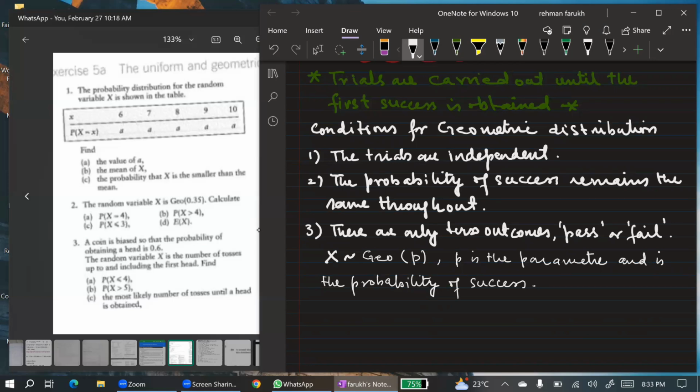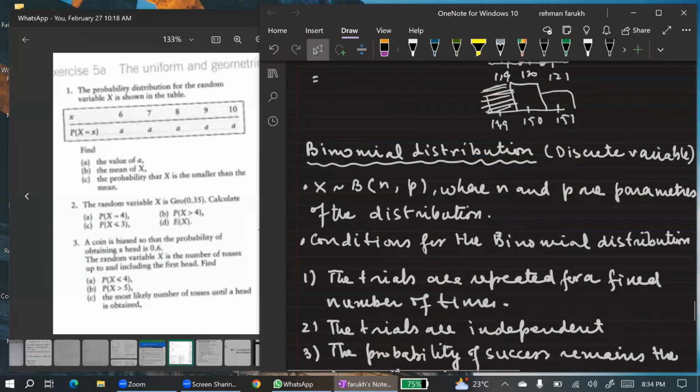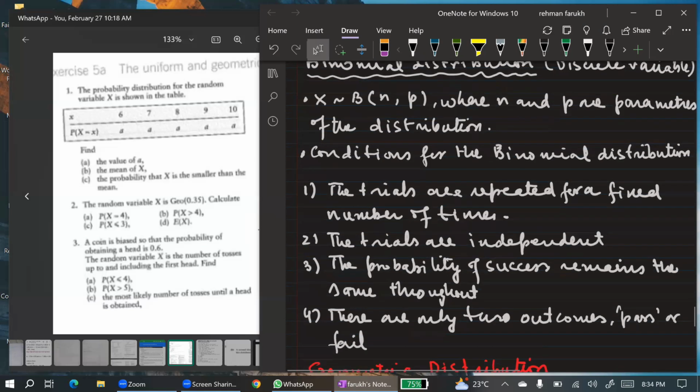Now, the probability density function for the geometric distribution. As you know, the probability density function for the binomial distribution is: probability of X equal to r is equal to nCr p power r and q power n minus r. This one is the formula for the PDF, the probability density function, for the binomial distribution.